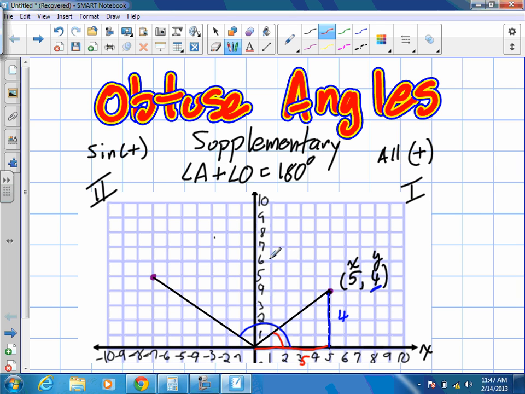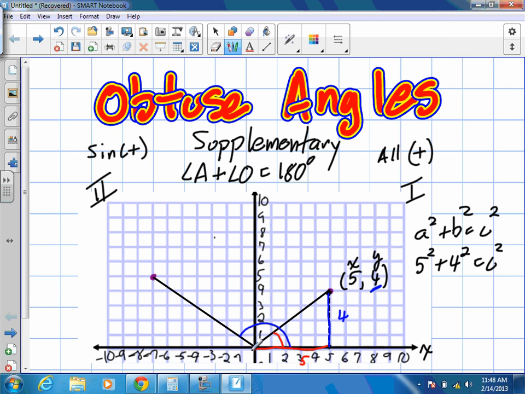A squared plus b squared. That's right, we can use the Pythagorean Theorem. So if I were to say a squared plus b squared equals c squared, and c is always our hypotenuse, we're going to plug in 5 squared plus 4 squared is equal to c squared. Remember, the hypotenuse is the longest side, and this arm represents our hypotenuse. Okay? So that's going to be 25 plus 16 is equal to c squared. That's going to be 41 is equal to c squared.